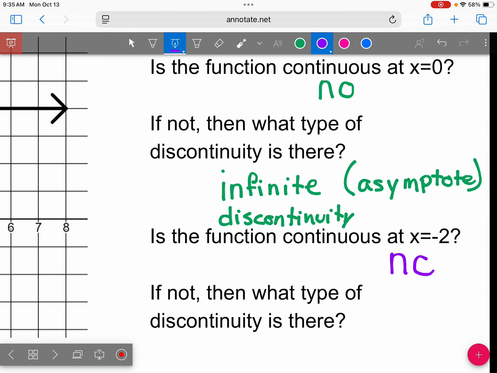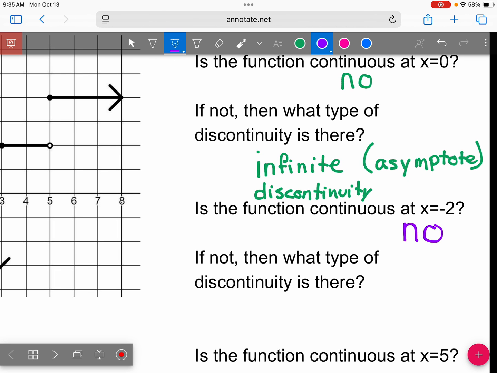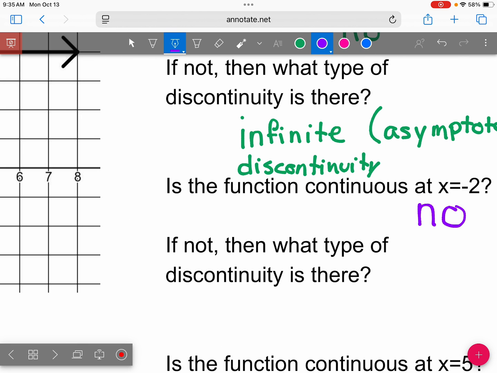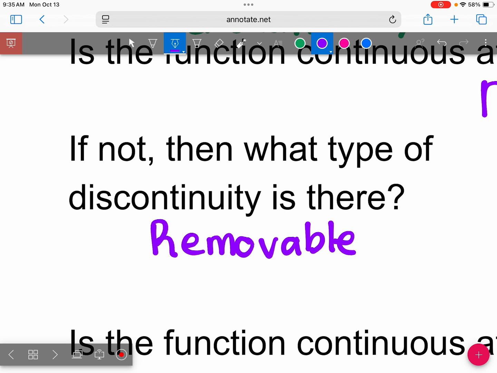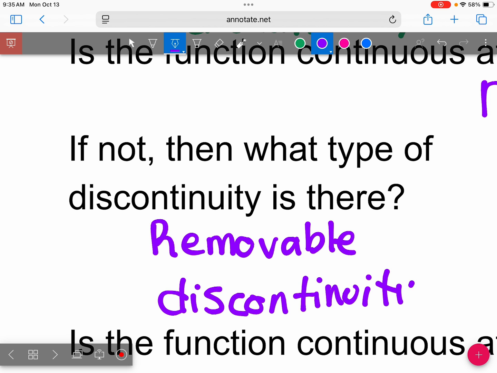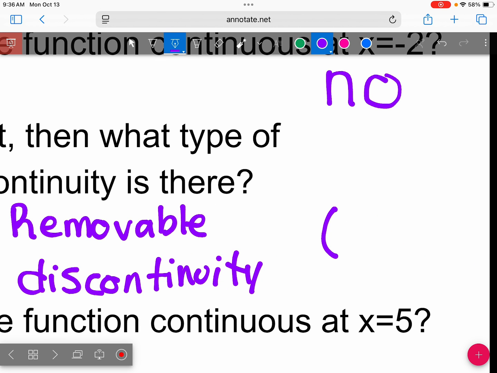What kind of discontinuity is that? Removable. It has been removed. It's been plucked out of the line. This is a removable discontinuity, also known as a hole. It looks like somebody stabbed it.